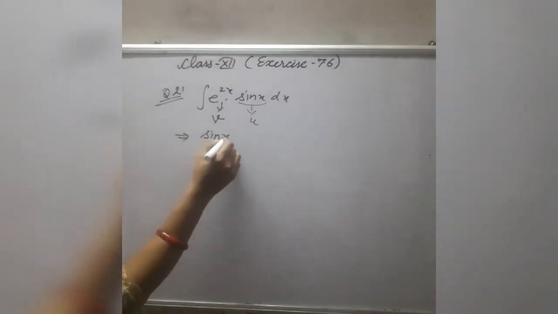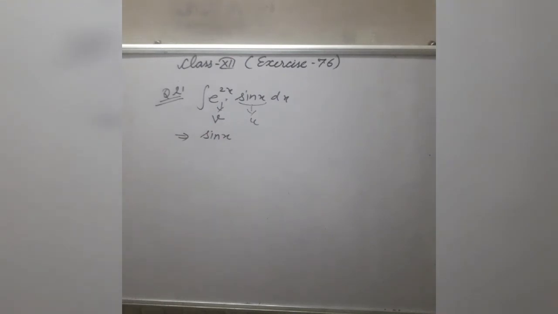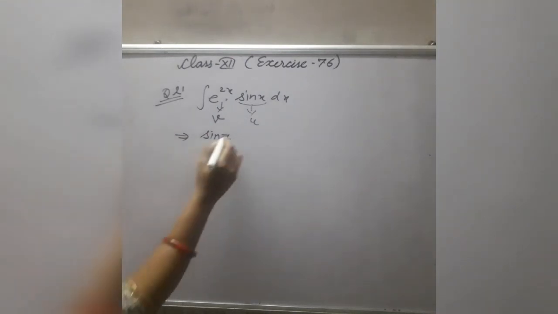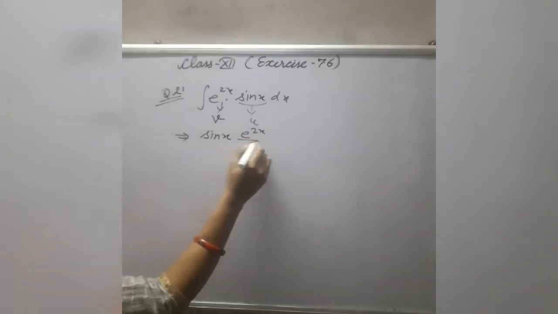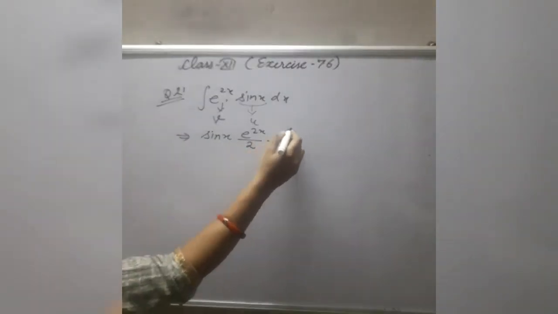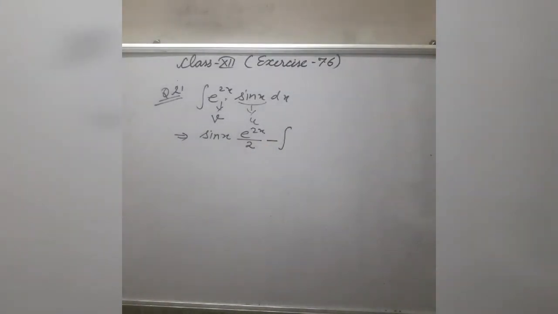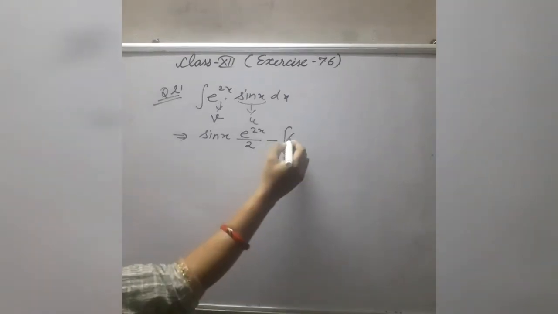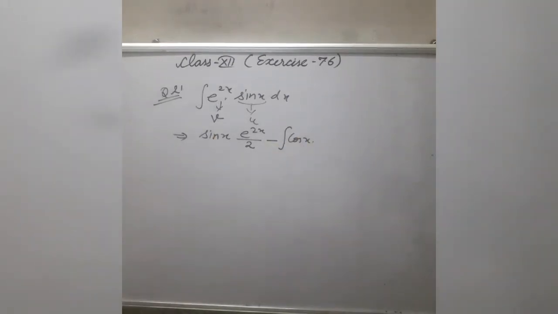So u remains as it is, meaning sin x. The integration of v, all of you know that the integration of e raised to power 2x is e raised to power 2x by 2, minus integration sign. Now the derivative of u, the derivative of sin x is cos x.